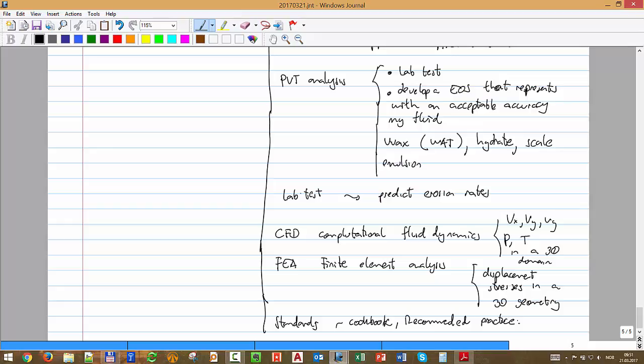So now let's talk a bit about this chemical delivery system for production chemicals. Okay, and for that you can pass it there and there.